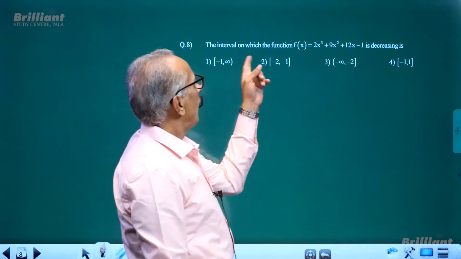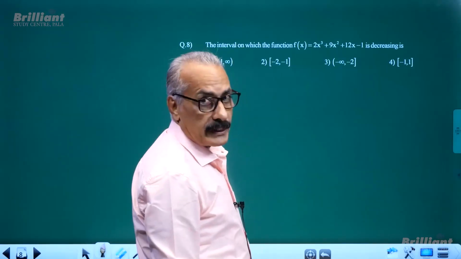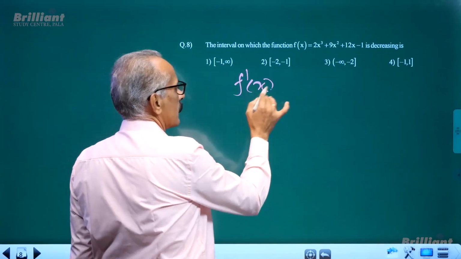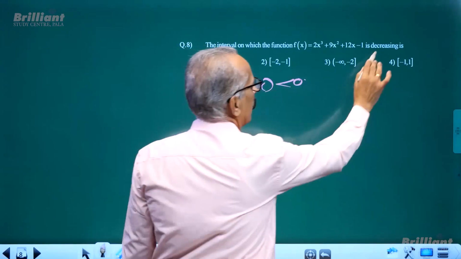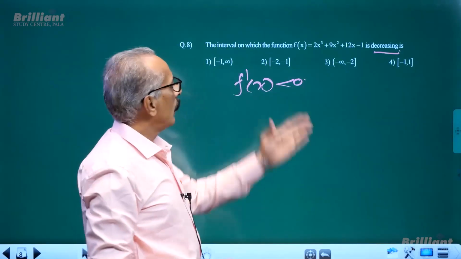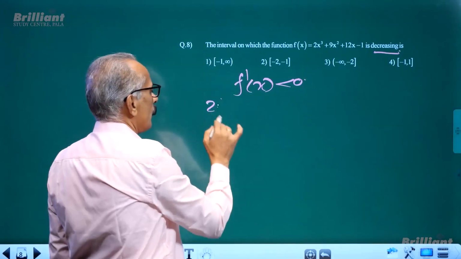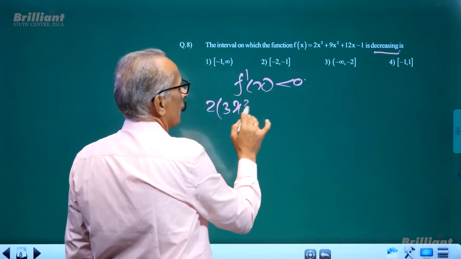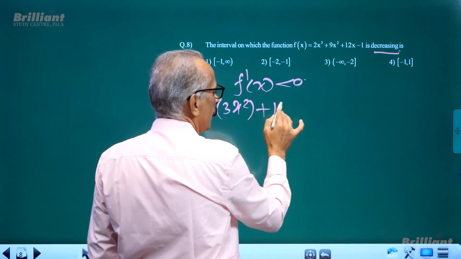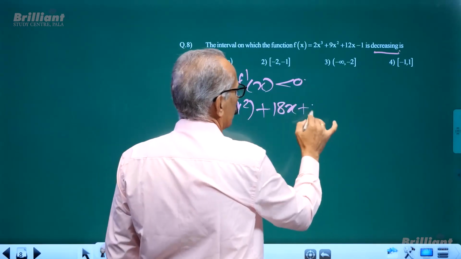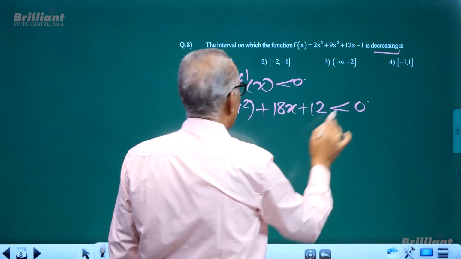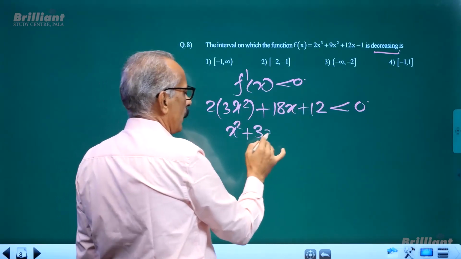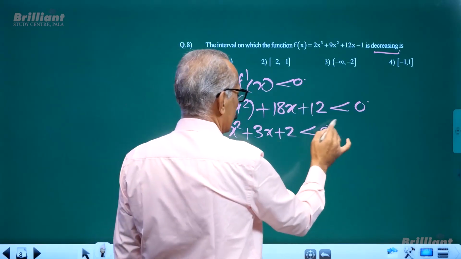The interval on which the function is decreasing. What's the condition for a decreasing function? That is f dash x is less than 0. Now you calculate what is f dash x. 2 into 3x square plus 9 into 2x means 18x plus 12 less than 0. There is a 6, we cancel, x square plus 3x plus 2 less than 0.